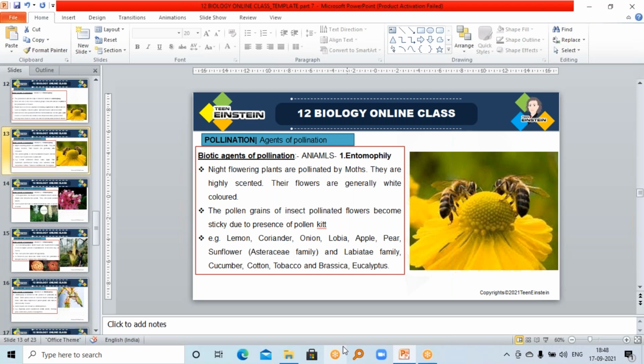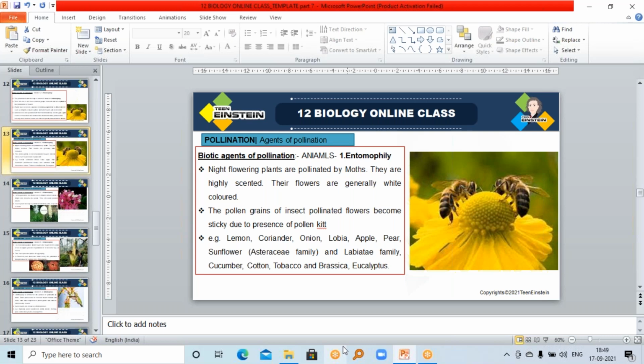These are all for attracting the insects. So in insect pollinated flowers, the pollen grains are sticky due to the presence of pollen kit. What is that pollen kit? It is the common adhesive material present around the pollen grains.